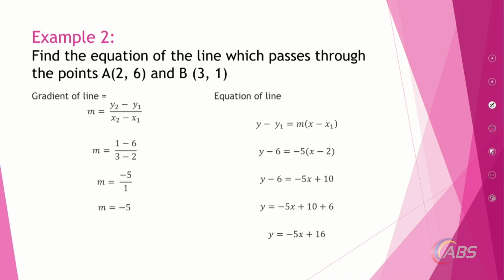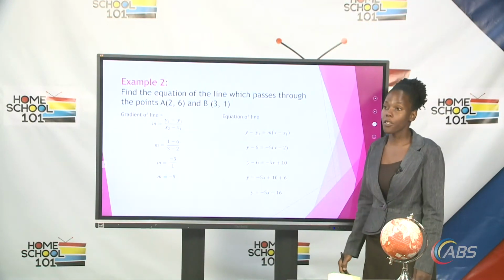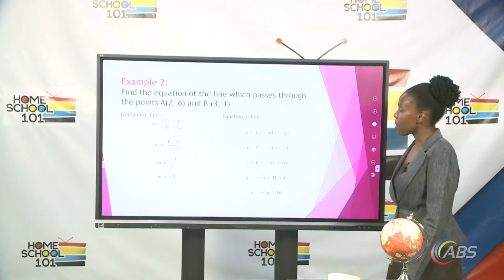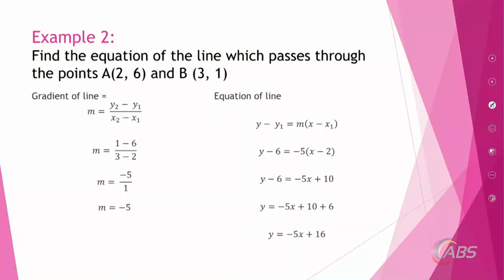So now that we have the gradient of -5, we can select any of these points. So using A and substituting in our formula, it becomes y minus y1 is equal to m times x minus x1. So in this case, our gradient is -5 that we found in the previous section. And the point we're substituting, the first point, A, is (2, 6). So it becomes y minus 6 is equal to -5 times x minus 2.